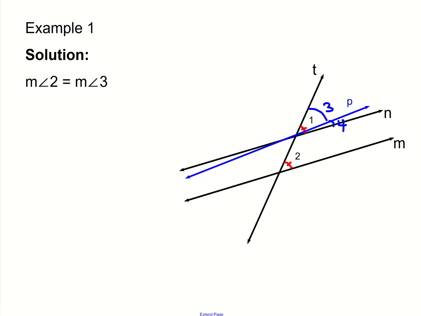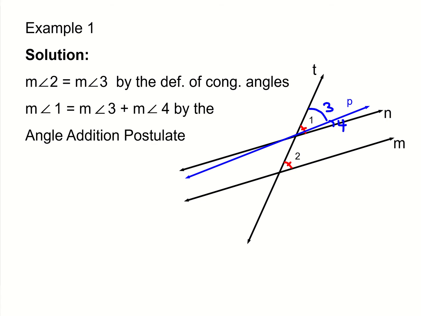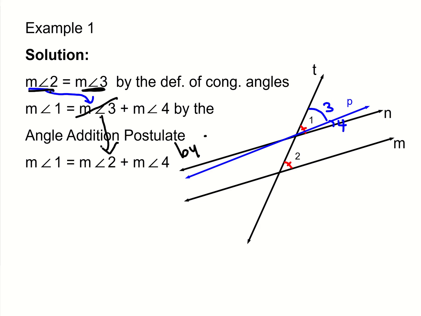Okay, so if they're congruent, that means that their measures are equal to each other, right? By the definition of congruent angles. So far we got that. Now we know that this red angle, angle 1, has to be equal to angle 3 plus angle 4, because these two mini angles should make up this big angle. So angle 1 is 3 plus 4, which is the angle addition postulate. Now we know that angle 2 is equal to angle 3, so by substitution we can replace this with angle 2, which we do here. And so now angle 1 is equal to angle 2 plus angle 4 by the substitution property.